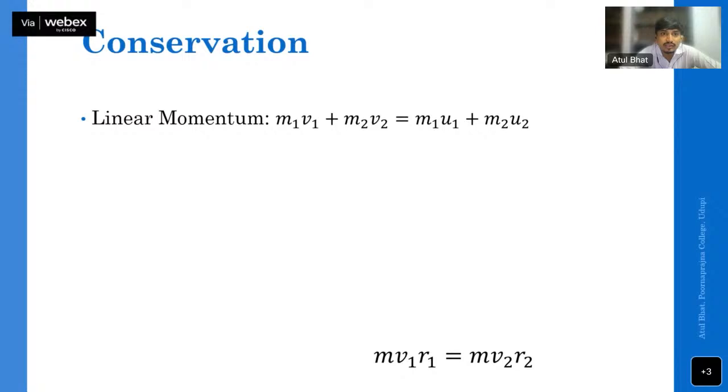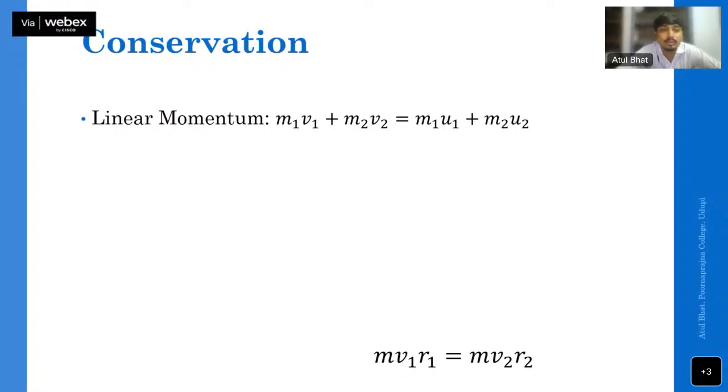Now, conservation of linear momentum, ignore the formula at the bottom. Conservation of linear momentum is m1v1 plus m2v2 is equal to m1u1 plus m2u2. Or we say the initial momentum of object 1 plus the initial momentum of object 2, the sum, is equal to the sum of the final momenta. So this is what the linear momentum conservation says.